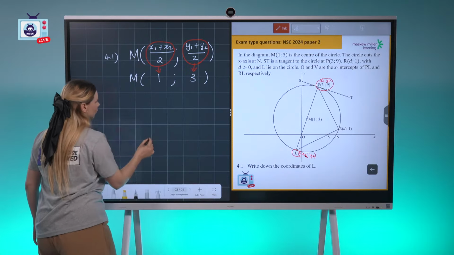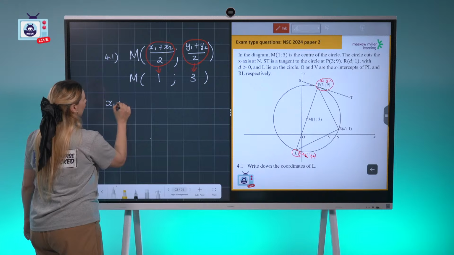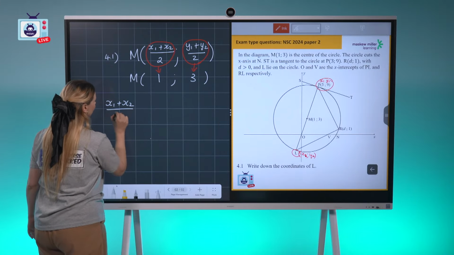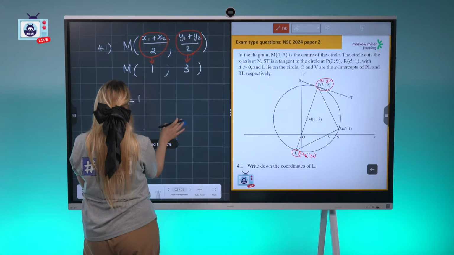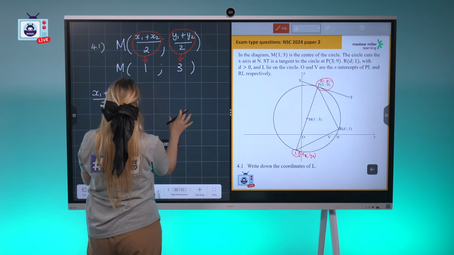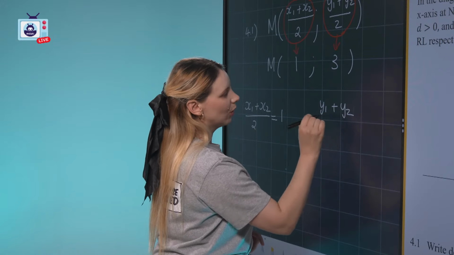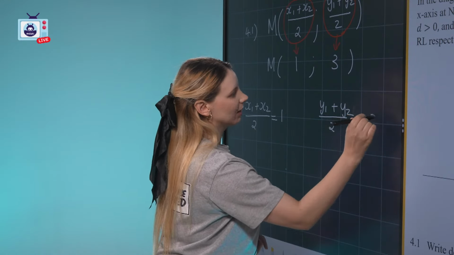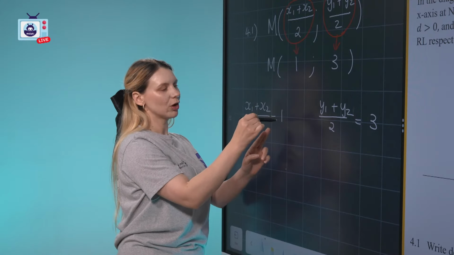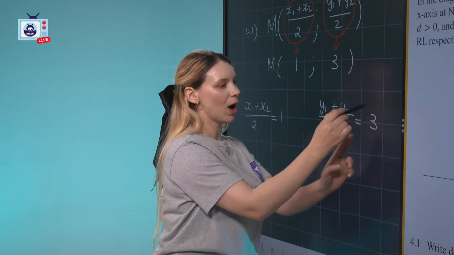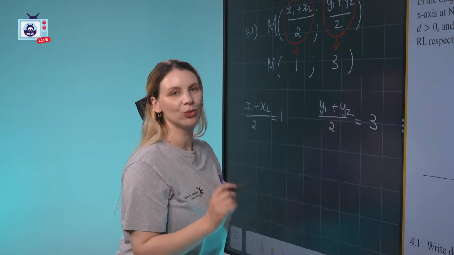So what we're going to do is separate these, because I know that x1 plus x2 divided by 2 must give me 1. And I'm just going to put on this side over here as well, y1 plus y2 over 2 must give me 3. So I know that this gives me the x coordinate of my midpoint and this gives me the y coordinate of my midpoint. We don't know both endpoints, but we do know one of them.